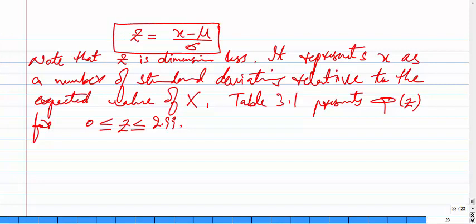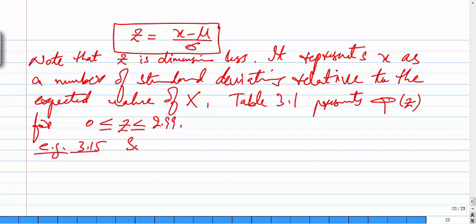It seems strange to us that phi of z isn't included in every scientific calculator. For many people it is far more useful than many of the functions included in an ordinary scientific calculator. Now let's do an example and just understand the concept, how we can use this table and calculate the probability.